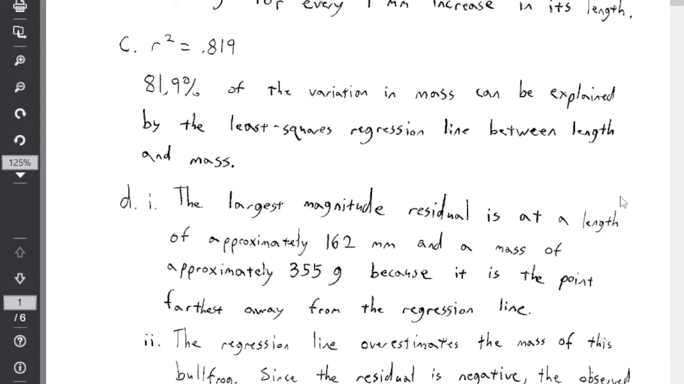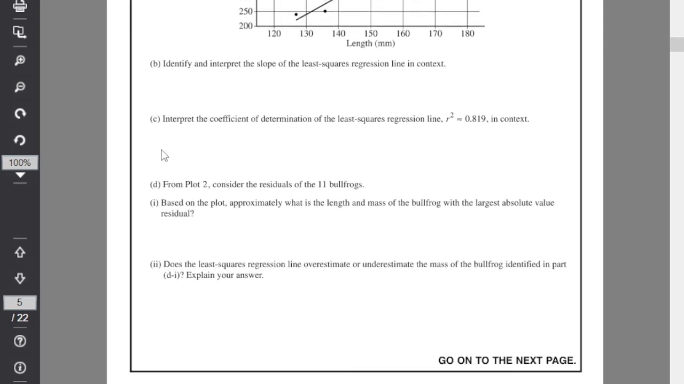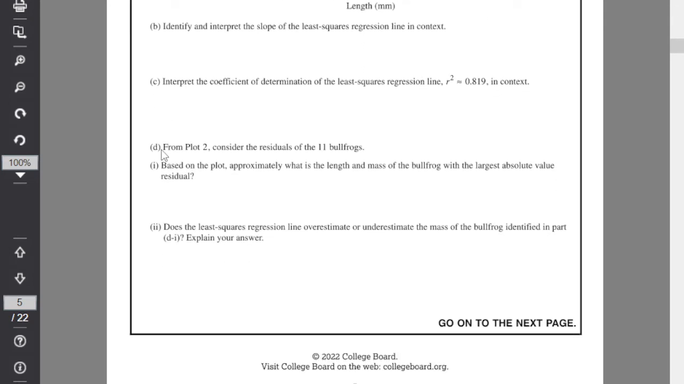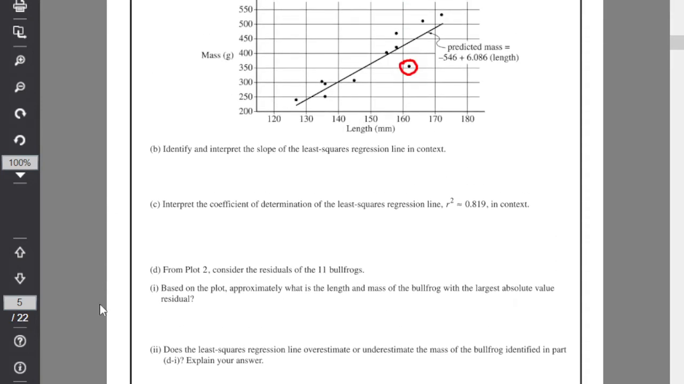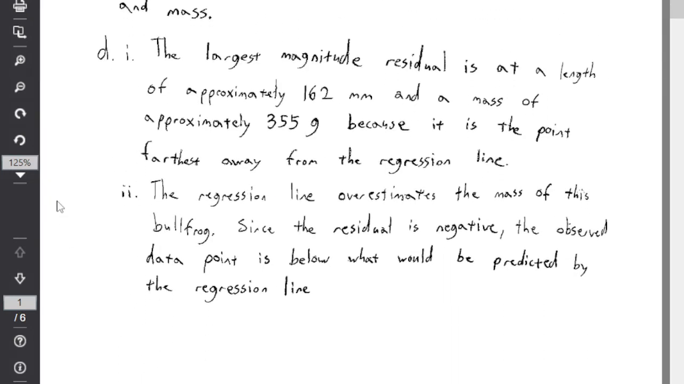And then it asked, do we over or underestimate at that point? And honestly, you didn't even need to know about residuals to answer that part, because you can just look at the line and say, well, the line is going to overestimate it because it's above the point. But explaining in terms of residuals, it overestimates the mass because the residual is negative. Residual is negative means that the observed is below the predicted. Observed is lower than the predicted. That means that our prediction is too high, so we are overestimating the mass. Now it's question 1.